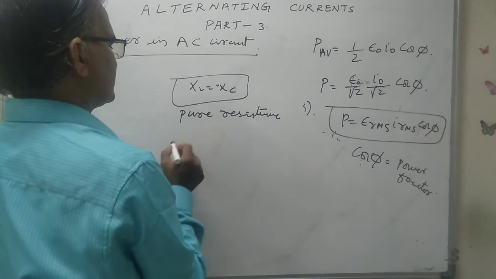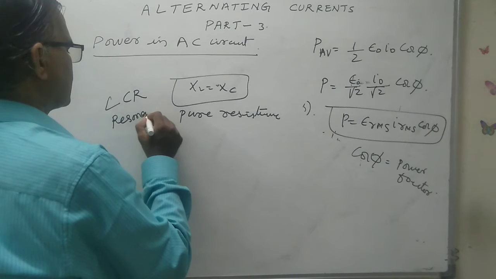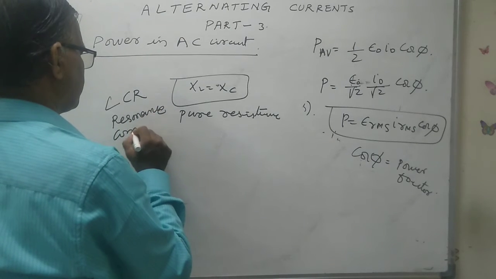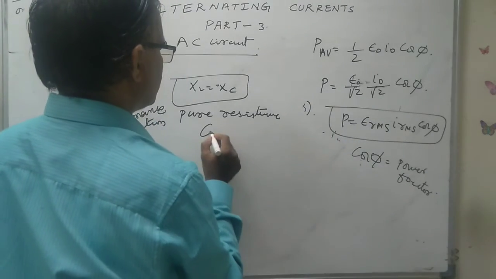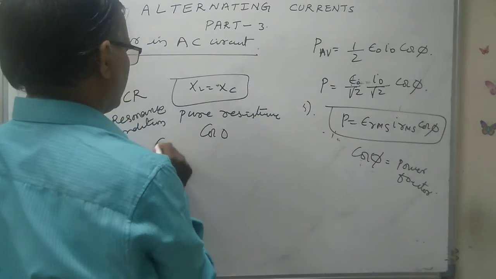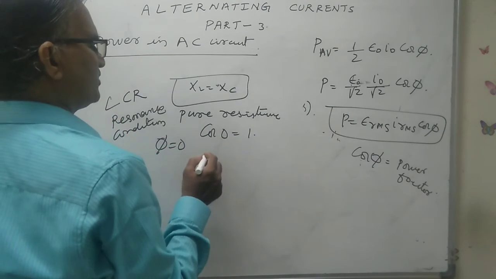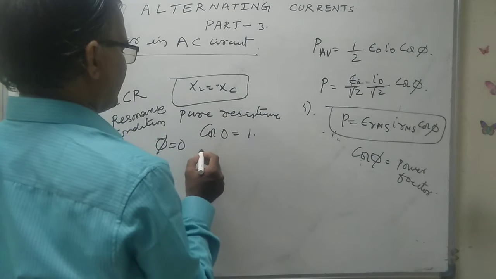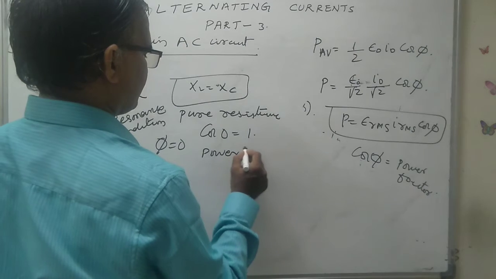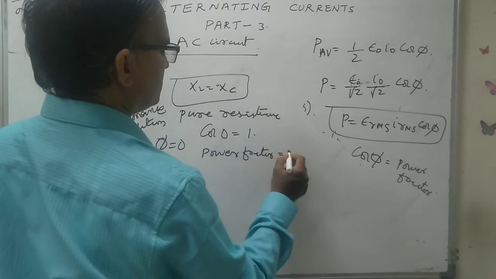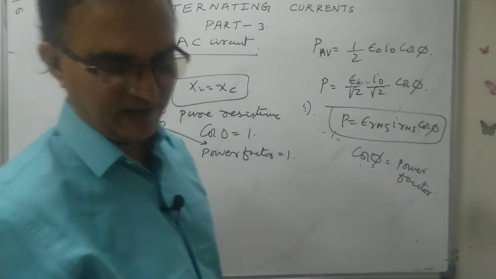In an LCR circuit at the resonance condition, XL is equal to XC. So what is the power factor? Cos 0. In a pure resistive circuit the phase angle is 0, so cos 0 is equal to 1. So in the case of a pure resistive circuit, the power factor is 1, and in the resonating condition also, the power factor is 1.